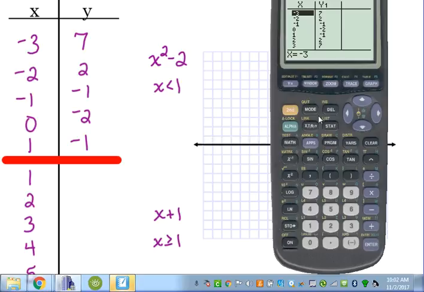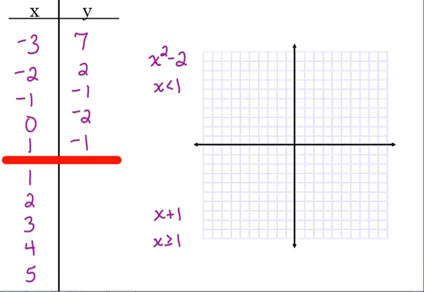Then my other function is x plus 1. That's too easy. I'm not going to bother with my calculator. I just add 1 to all my x values. So 2, 3, 4, 5, and 6.